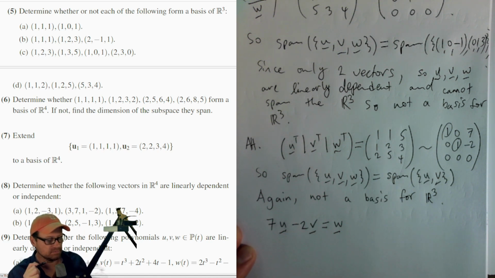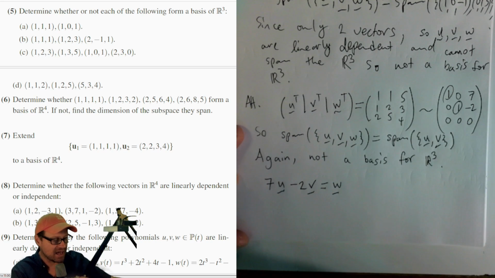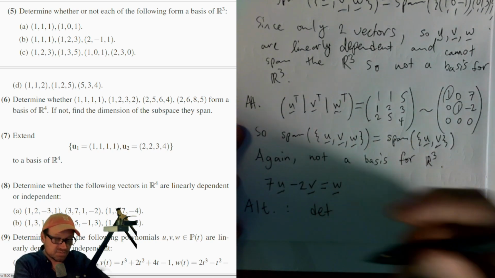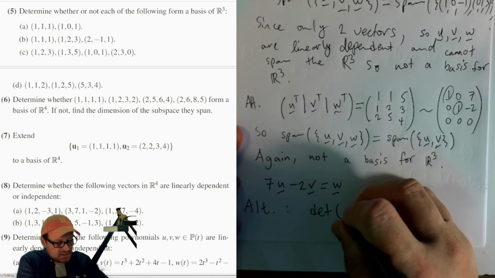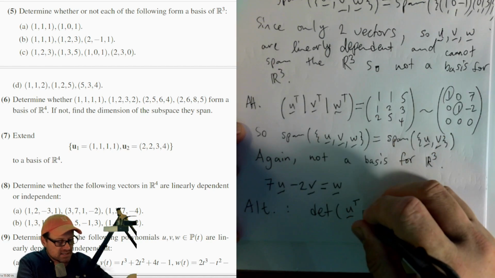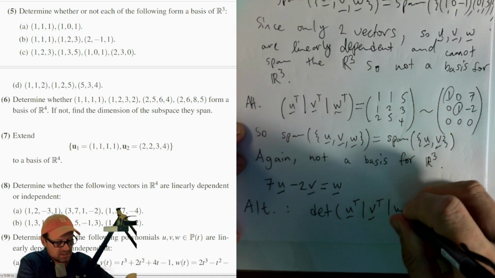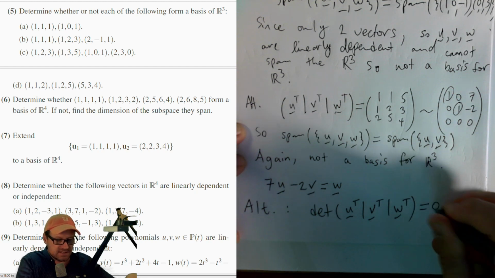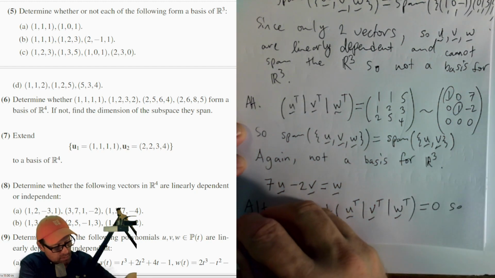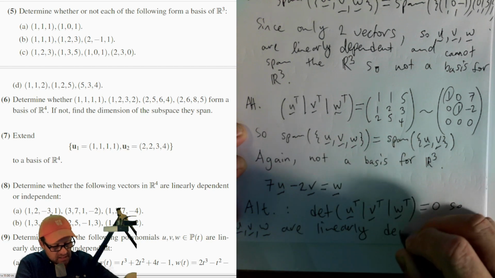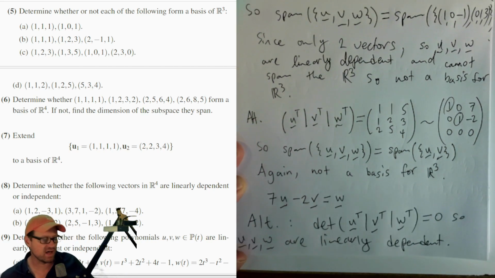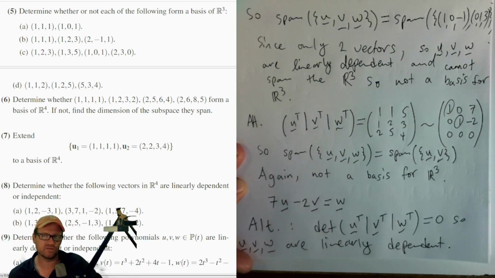So that works out. Okay, alternatively, again, so the determinant, and this is probably the easiest way to do this problem, not the most insightful, determinant of U transpose V transpose W transpose is 0, so U, V, and W are linearly dependent. And so again, we don't have a basis for 3 space from U, V, and W.